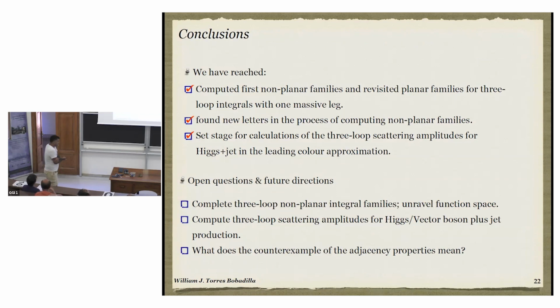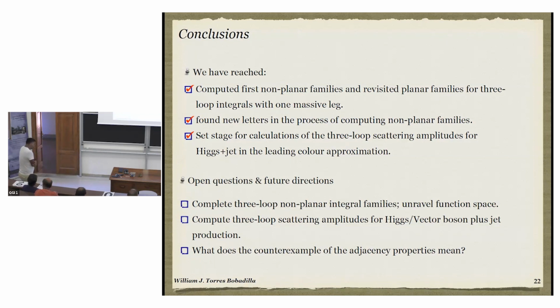We have computed the first set of non-planar families, and to get experience on the evaluation of Feynman integrals, we revisited planar families. We found 2 new letters, and apart from the 2 new letters that we have already published, there are additional letters. One of them includes a square root, and then we want to go further and provide the calculation of the scattering amplitudes for Higgs plus 1 jet in the leading color approximation to start with.